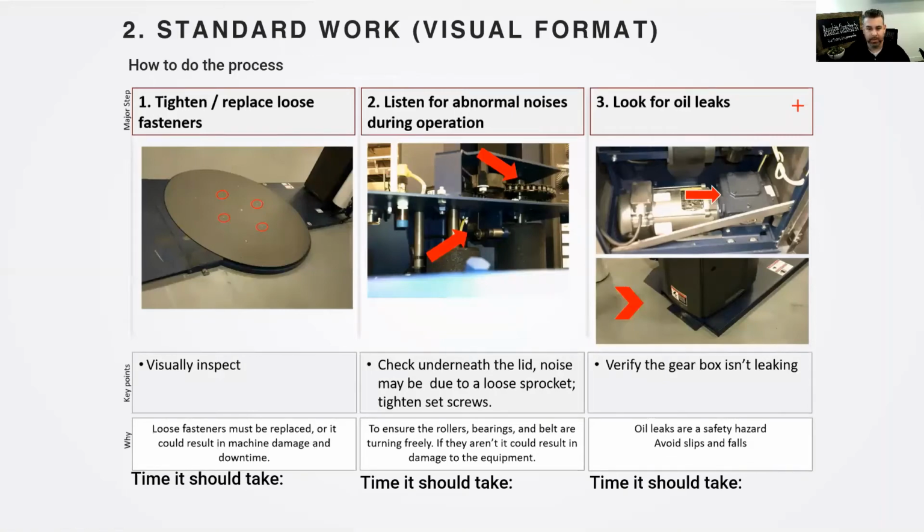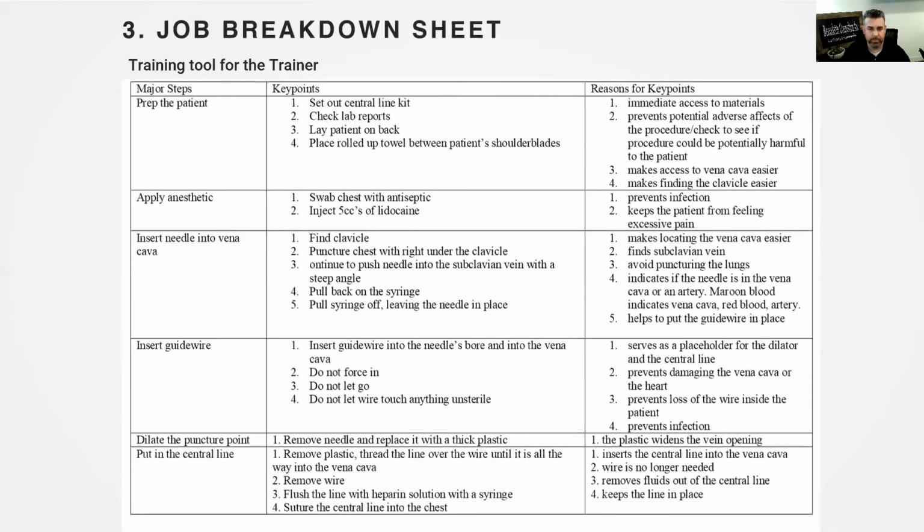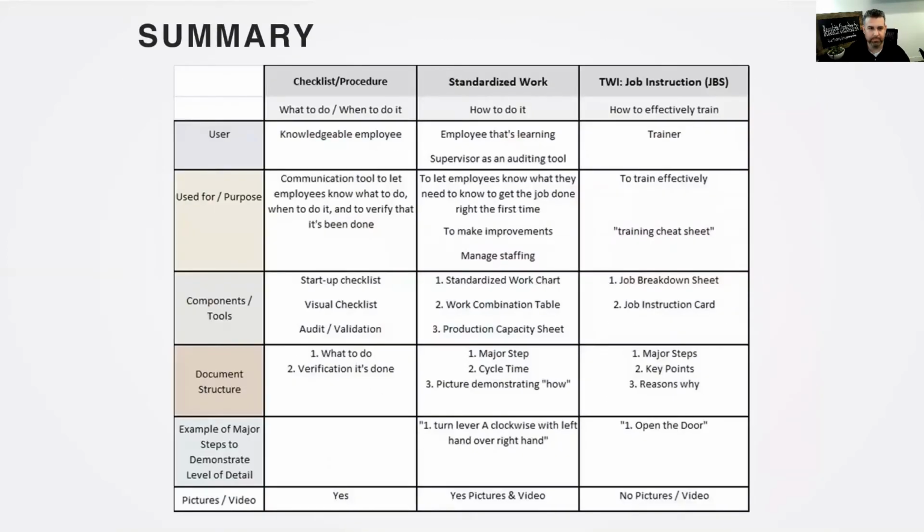Okay, so we have our standard work, we have our job breakdown sheet, and just to give a brief summary, we have our checklist, which is our procedure of what to do. That's usually for a knowledgeable employee, someone who knows how to do the process or is just verifying it gets done. It could be for a new person too. Right? It's a communication tool of what to do. You'll see it in different forms, startup, maybe a shutdown, or to do an audit. That's how checklists are used: what to do, and verification that it's done.